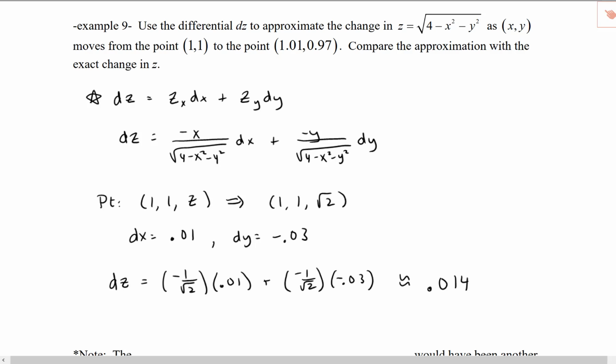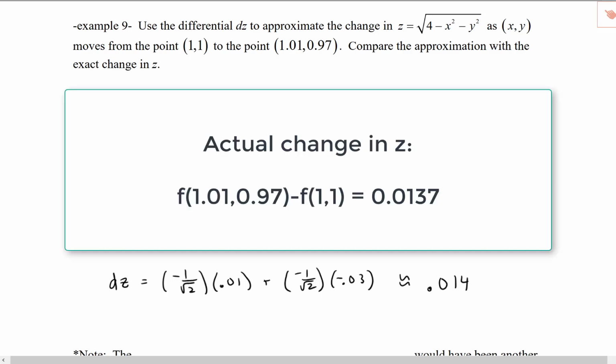Plugging in our x and our y and our dx and our dy, we obtain dz equals a whole bunch of stuff that I've written down for you there, which is approximately 0.014. Now, I didn't write it in here, but I did go ahead and compute the actual change in z by finding the function value at 1.01, 0.97, the function value at 1, 1, and subtracting. And when I did that, I got that the actual change in z was 0.0137. So 0.014 is not a bad estimate for some pretty easy work.